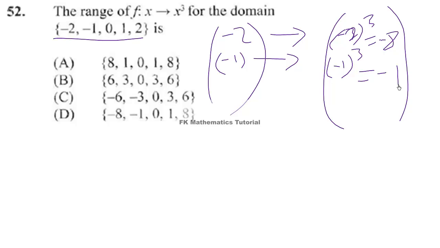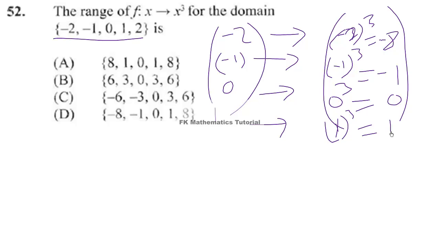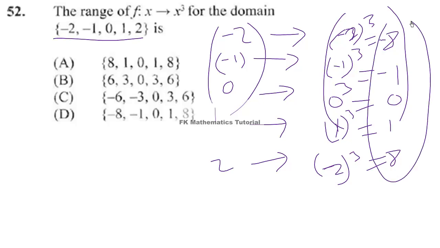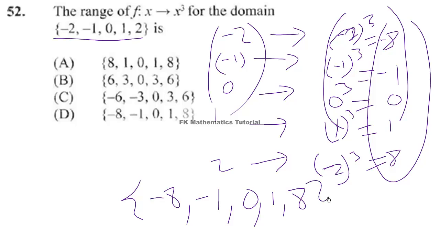Then 0 will map onto 0 cube, which is the same as 0, and 1 will map onto 1 cube, which is the same as 1, and 2 will map onto 2 cube, which is the same as 8. So the range is all these values here listed as a set, which is -8, -1, 0, 1, 8. So the correct answer is option D.